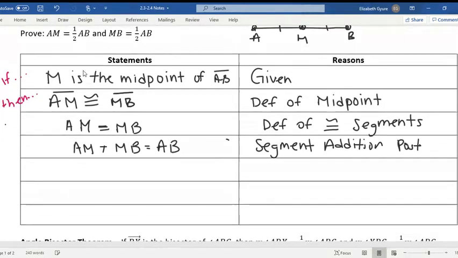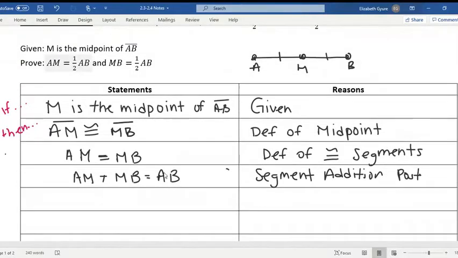Okay. So now I have my full segment set equal to AB, which is good. This is starting to look like what we need. I have my measure of AM right on the left. I have my measure of AB on the right. Same thing with a measure of MB, except if you look, these are separate equations. So I need to figure out a way to separate this and get the 1/2, right?